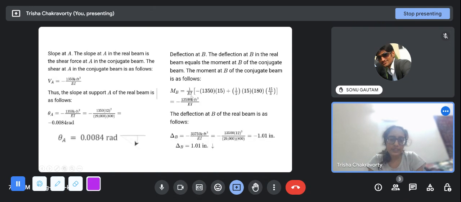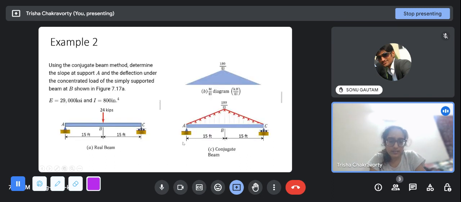Like this is 1 by EI taken common. This is the support reaction into 15. This is the support reaction in the downwards direction. Like this is the support reaction into 15, because this force provides a moment of magnitude force into 15 about this point B, and that is in the anti-clockwise direction.